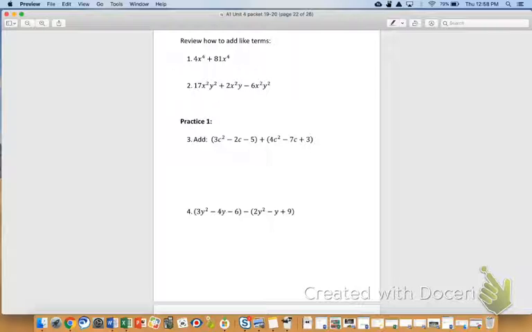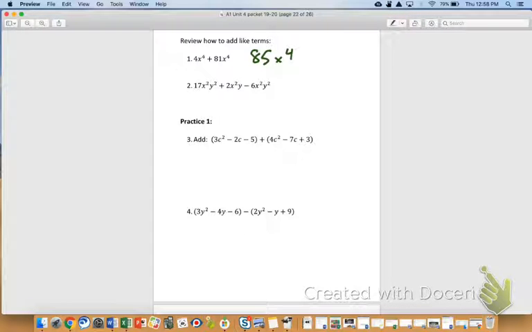What do you think 4x to the fourth plus 81x to the fourth would end up being? 85x to the 4. So 85, heard a lot of 85s. 85x to the what? Fourth is correct. That's right. So when you add your like terms, the variable and the exponent stay the same when you add the coefficients.